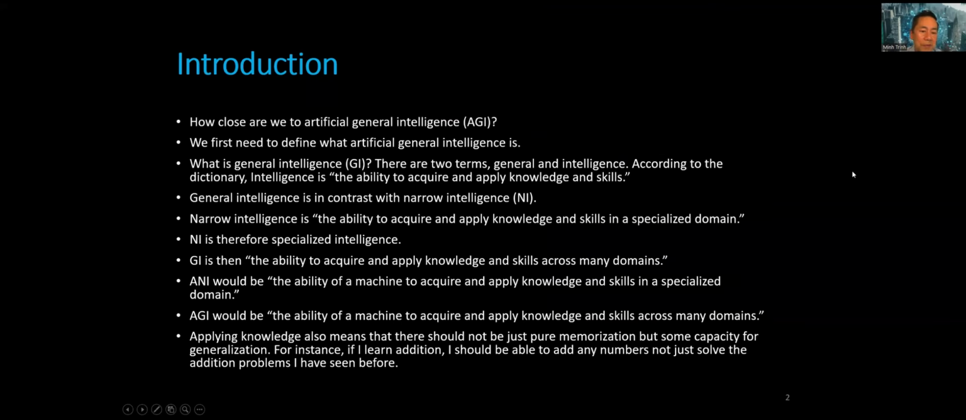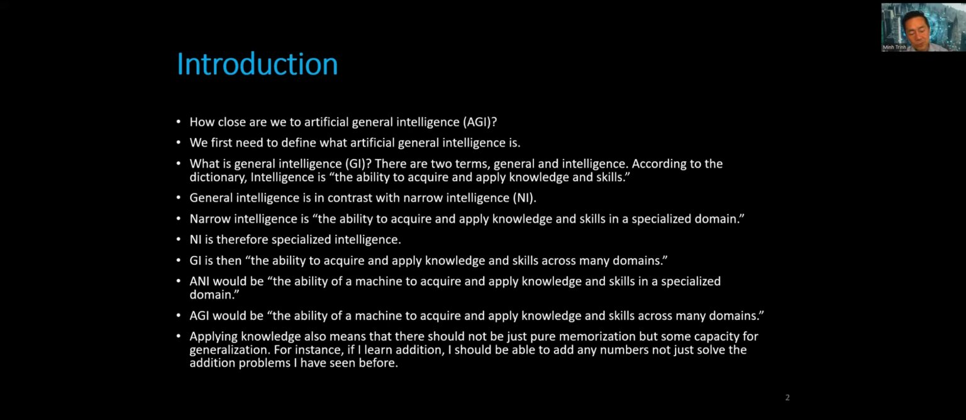First we have to define what AGI, artificial general intelligence, is. The two terms are general and intelligence. Intelligence, I think this is well understood, is the ability to acquire and apply knowledge and skills. General intelligence is in contrast with narrow intelligence. General means that you can do it across many domains, and we'll see later that there's some kind of common factor among these in intelligence. Narrow intelligence is the ability to acquire and apply knowledge and skills in a specialized domain. We call it NI, or specialized intelligence, or specific intelligence. GI, general intelligence, is the ability to acquire and apply knowledge and skills across many domains.